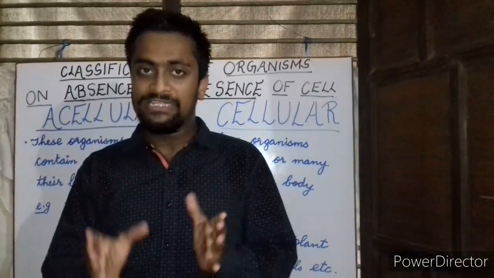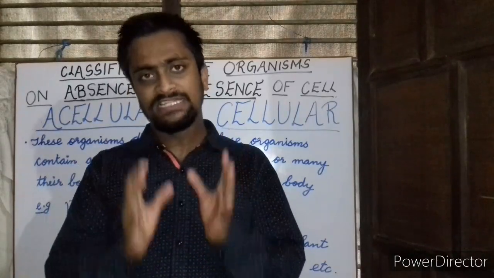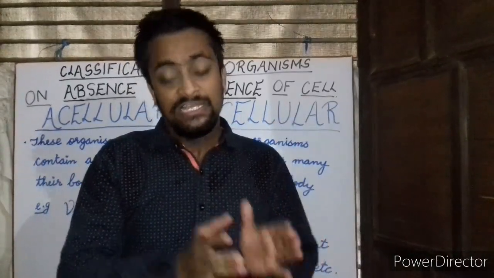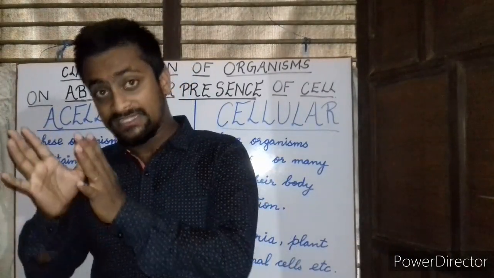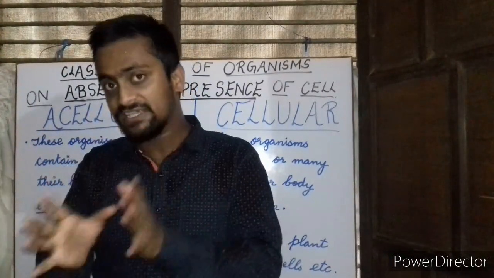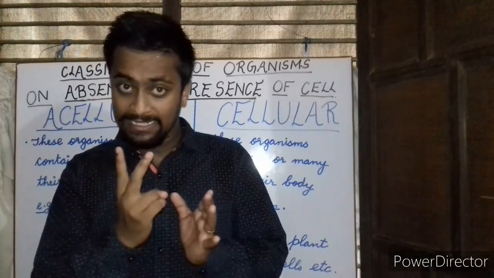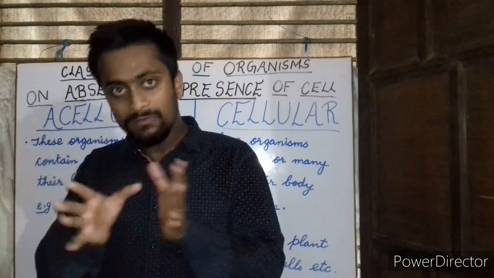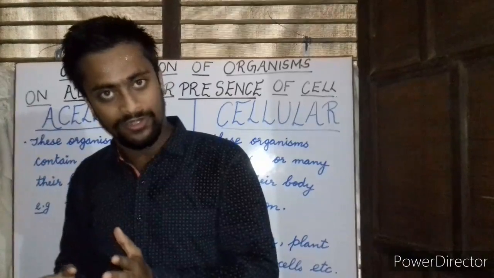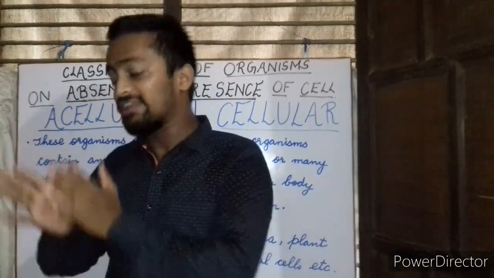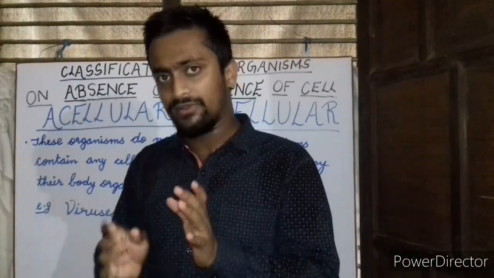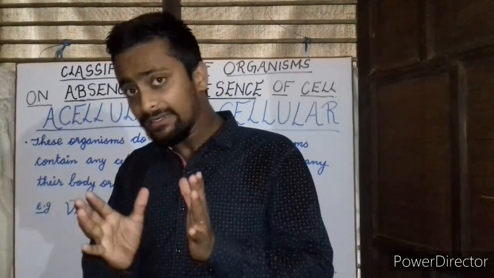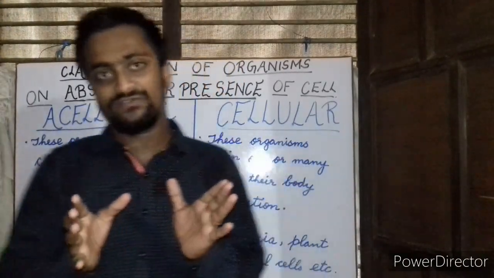Today we will be dealing with how organisms are classified on the basis of cells. So the organisms are classified firstly on whether cells are present or absent in an organism, secondly on the number of cells, how many cells are present in each organism, and thirdly on the type of cell. So we will be dealing with all these three one by one. Firstly, on the presence or absence of cells.